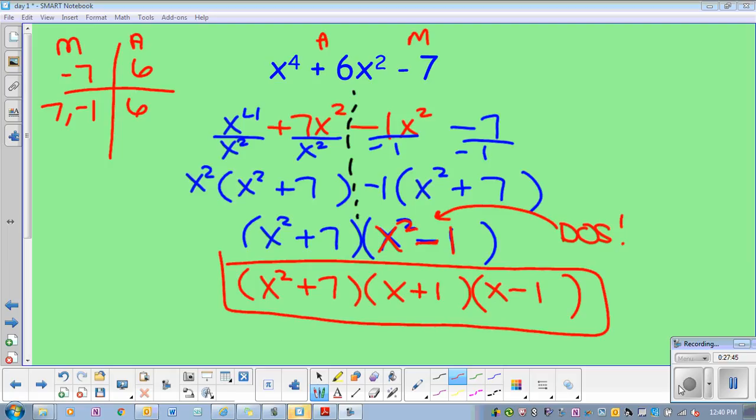What was that? It was the last one, x to the 4th plus 6x squared minus 7. Oh, the last one on the first page? Okay. Finally, we're moving away from the first page. Okay. Ready for the next one?